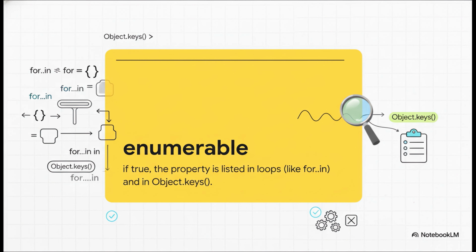Okay, next up is enumerable. This flag controls whether a property shows up in things like a for-in loop or when you call Object.keys. You ever wonder why you don't see methods like toString when you loop over an object? Well, this is why. They're non-enumerable by default. It's a really clever way to keep your loops clean and focused only on the data you actually care about.